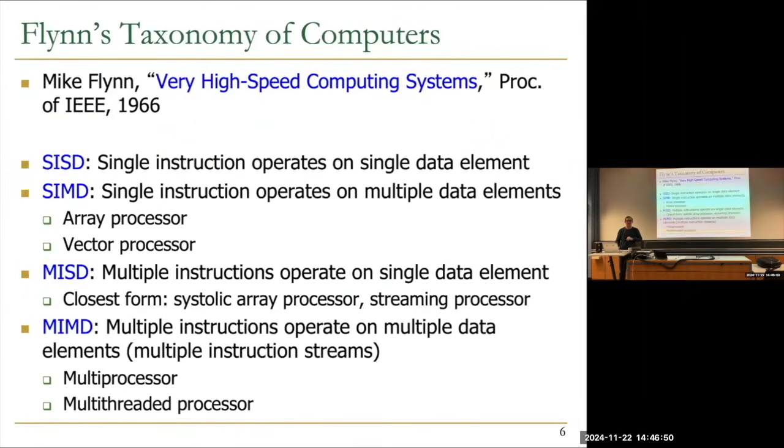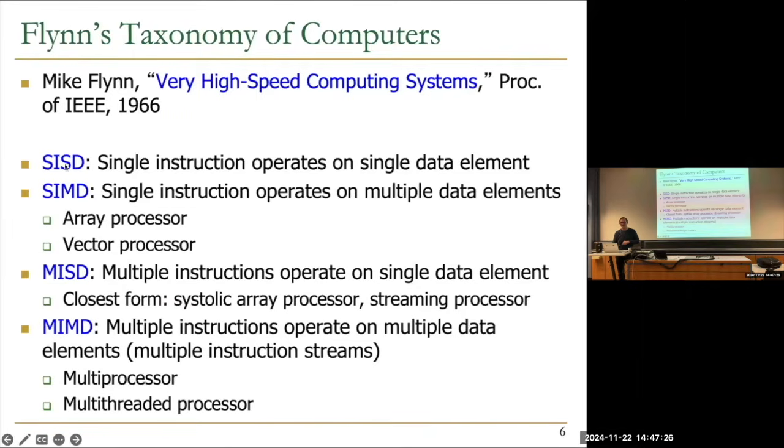And this starts with a taxonomy of computing in general. Basically, how do you design a computer is a question to ask. And this paper from Mike Flynn in 1966 classifies different computers based on how they operate. There are two dimensions in which he looks at the problem. One is instructions and the other is data. You can have a single instruction or multiple instructions, and single data or multiple data. And then you have a 2x2 matrix.